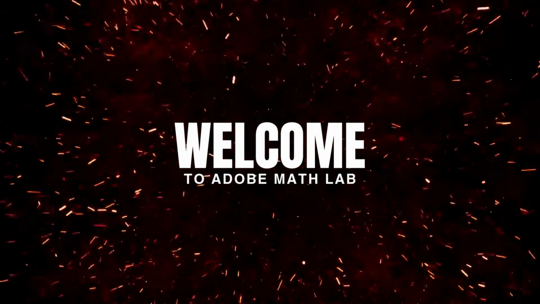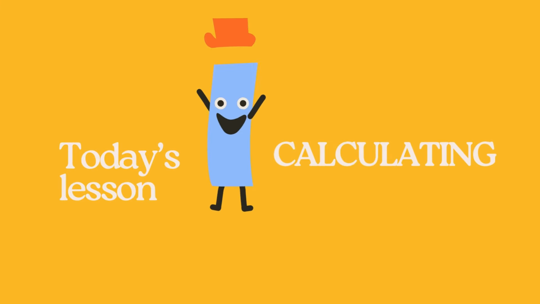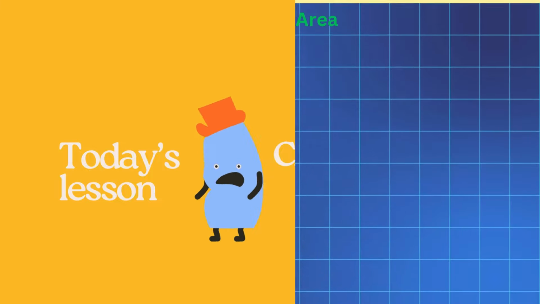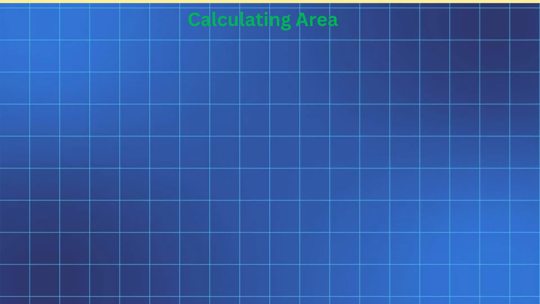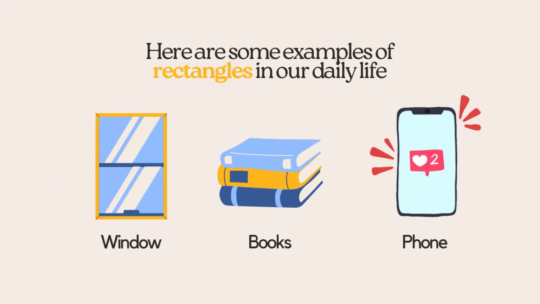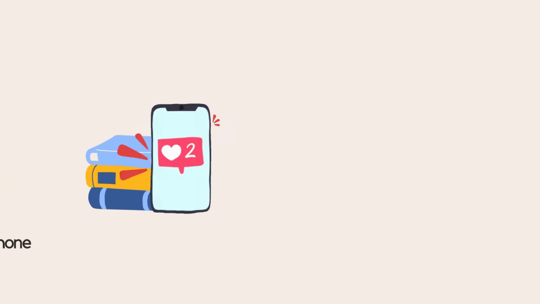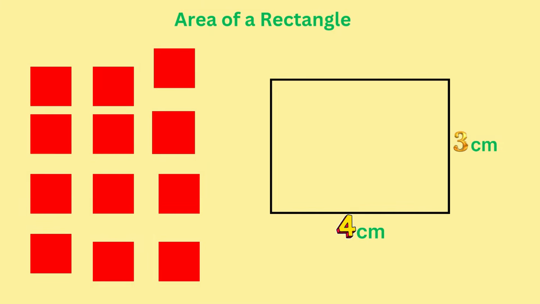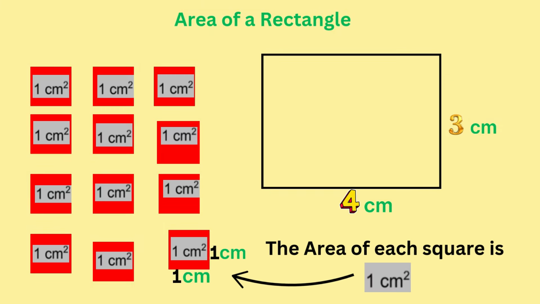Welcome to today's lesson, where we'll explore one of the most fundamental concepts in geometry and measurement, calculating area. Let's imagine we have a rectangle, and we want to figure out its area. Here we have some small squares, each having a length of 1 centimeter. This means that each square represents 1 square centimeter.